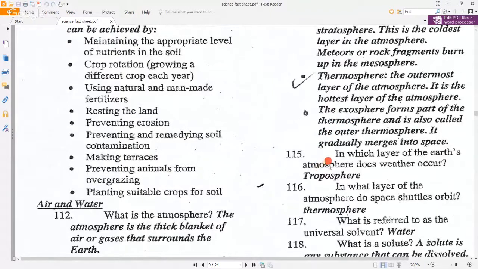Number 15. In which layer of the Earth's atmosphere does weather occur? Well, most of it happens in the troposphere. In which layer of the atmosphere do space shuttles orbit? In the thermosphere. What is referred to as the universal solvent? Water. All right.